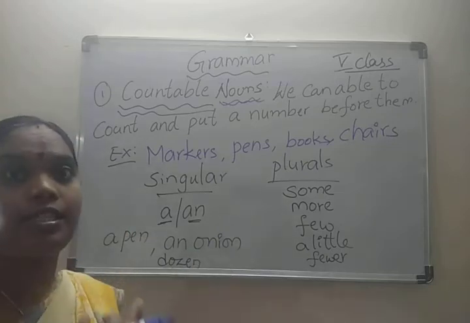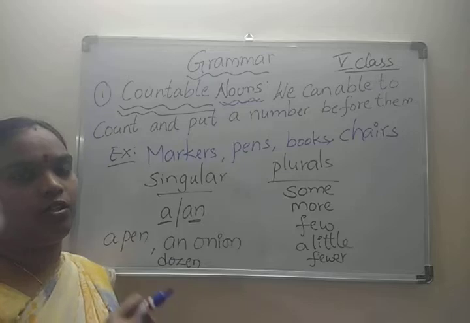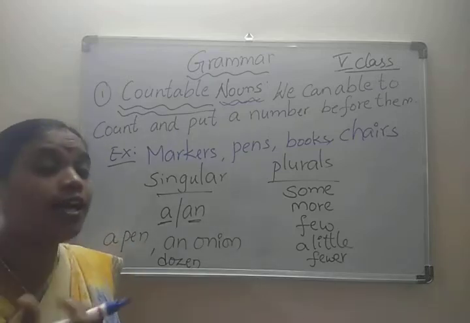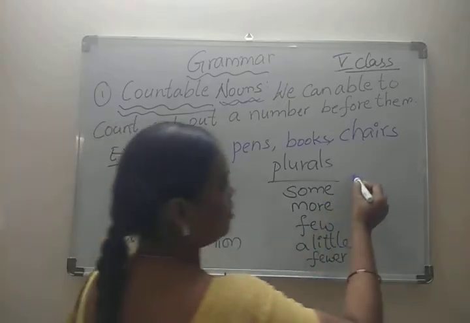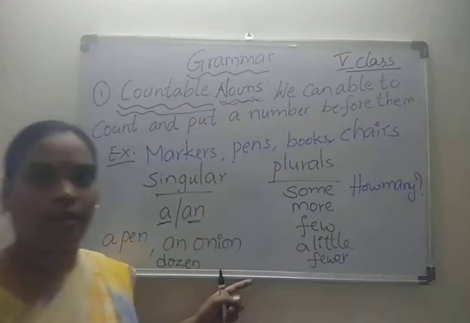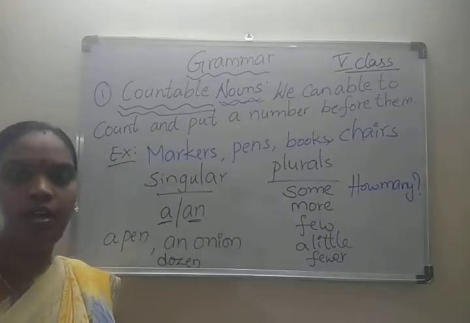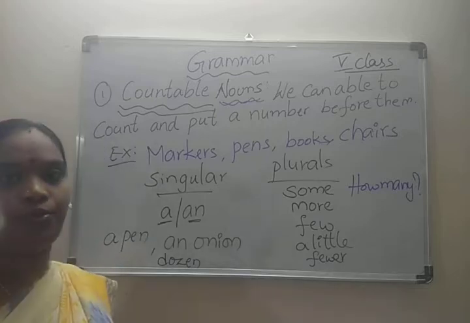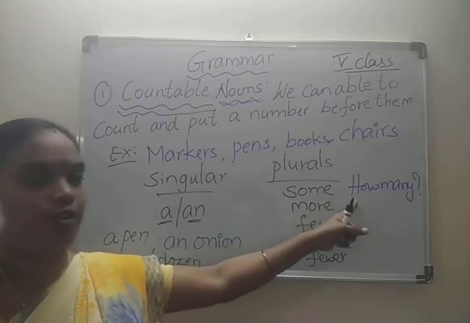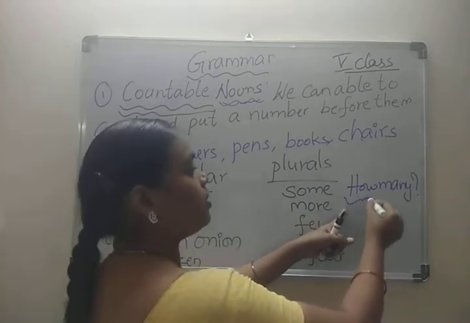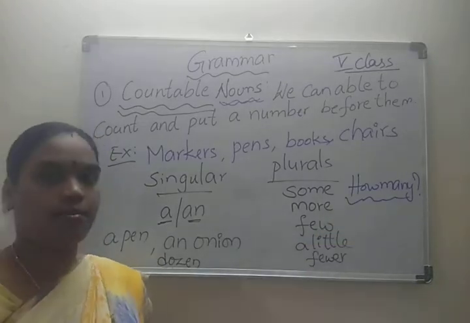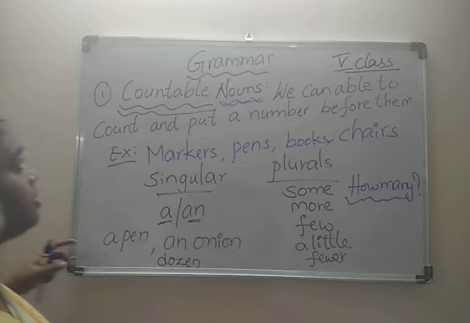Whenever we are asking the quantity of things, if you have some things, those are countable. How can I ask you the question? The question form is how many? How many pens do you have? How many pencils do you have? How many books do you have? This is a question form. So with countable nouns, we ask a question starting with how many. Is it clear, children? Yes.